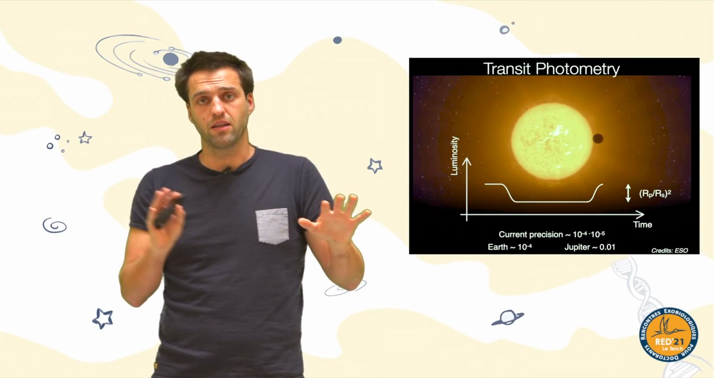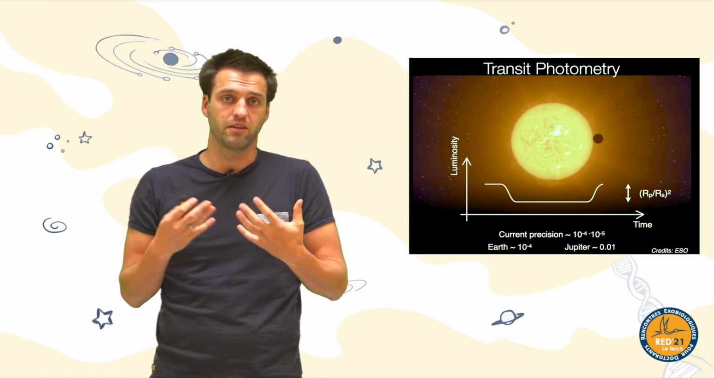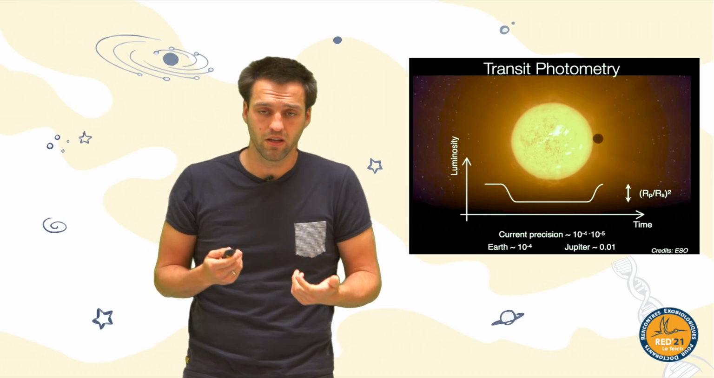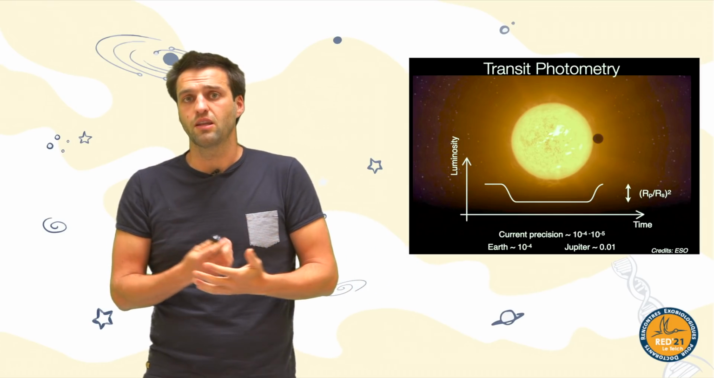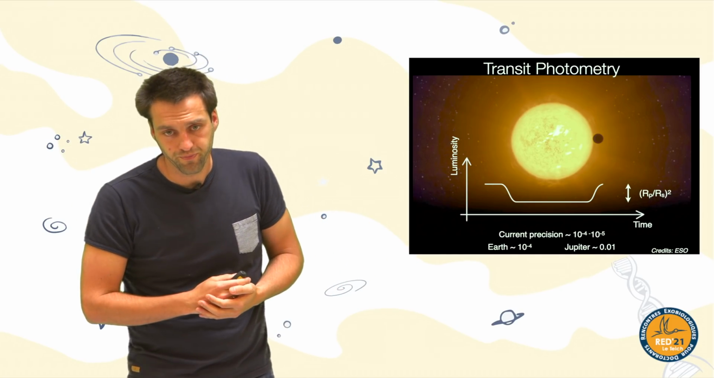And if we can combine the two, it means that we're going to have size and mass, so we're going to have information about density, which will tell us a lot about the composition of the planet, what it's made of, which is very important if we want to understand how it formed and if it's more like the Earth or more like Jupiter, for example.